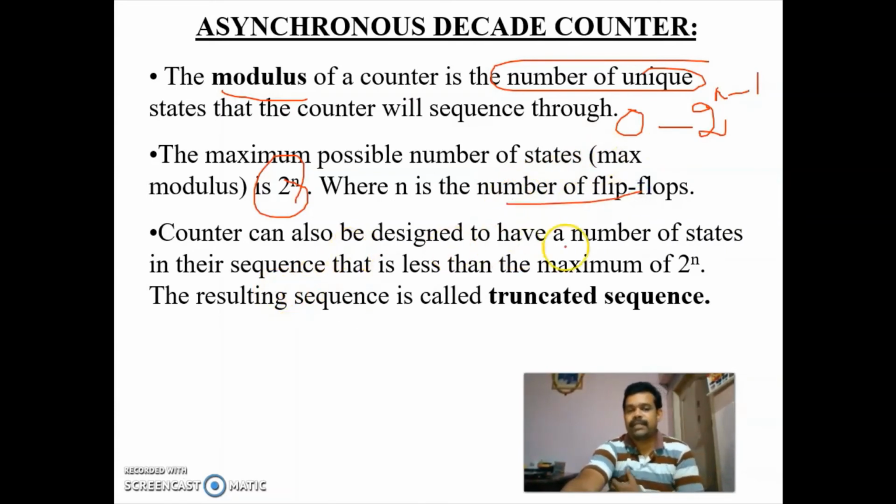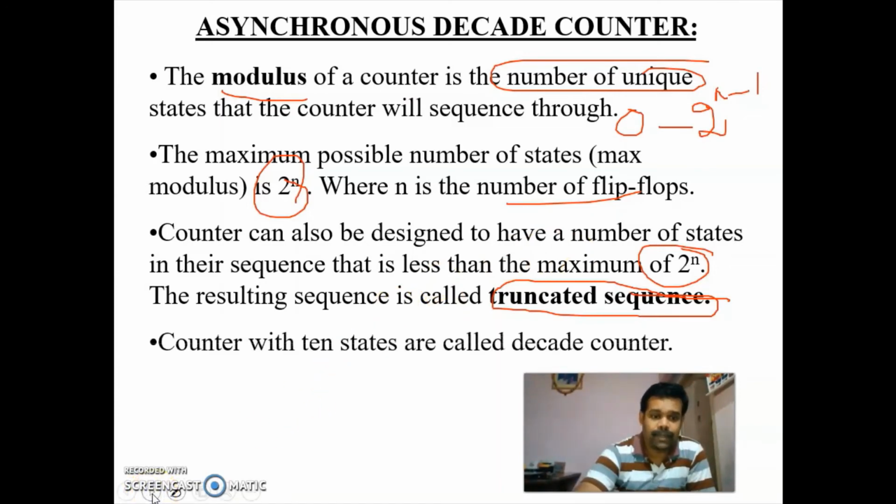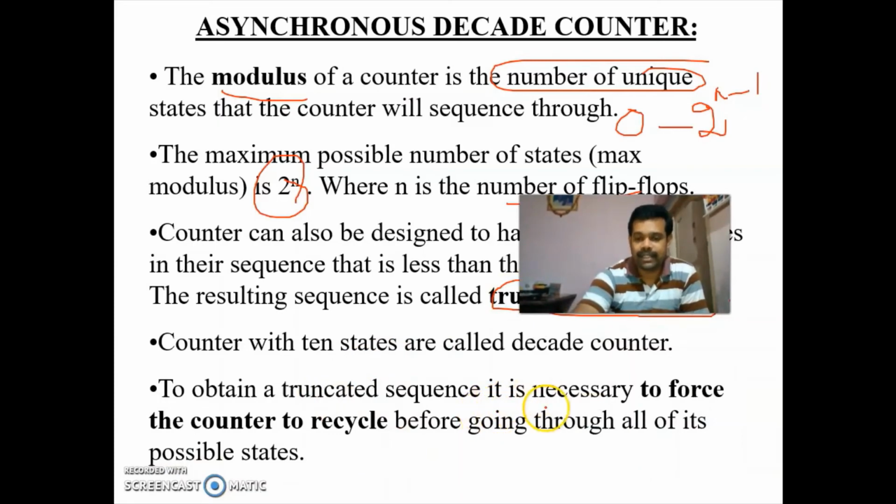The counter can also be designed to have a number of states in its sequence less than 2 to the power n. So we can design a counter which has fewer states than 2 to the power n. This resulting sequence is called a truncated sequence. So if a counter is counting less than the maximum number, that particular sequence is called a truncated sequence. Now a counter with 10 states is called a decade counter, that is, from 0 to 9. To obtain the truncated sequence, it is necessary to force the counter to recycle before going through all of its possible states.